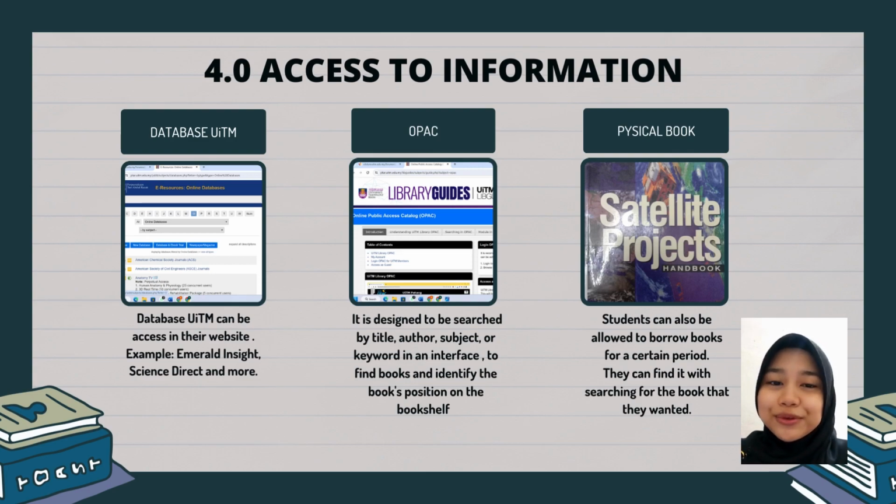And furthermore, we also found that students are allowed to borrow books for a certain period, but however, if the book is lost or fails to be returned within the specific time, the student will be fined by the library. Also, students are not allowed to enter the syllabus book sections, which can only be accessed by UiTM staff and lecturers. But even so, students may be allowed to enter if they have permission and are under the supervision of UiTM staff.